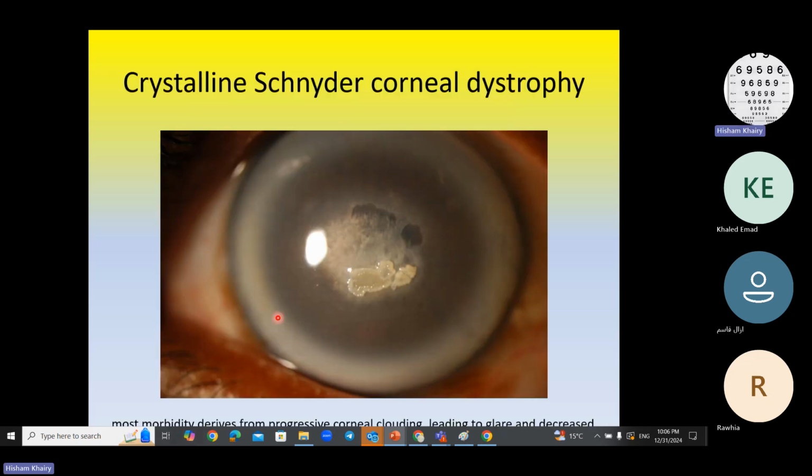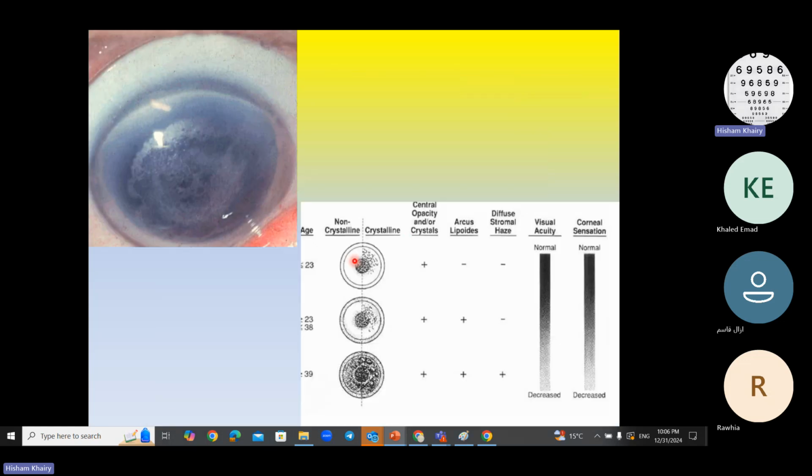Moving forward, another corneal dystrophy is crystalline Schnyder corneal dystrophy. This is an advanced case. We see there is arcus senilis, and then there is this central lesion. Also in this case, here is another crystalline corneal dystrophy with arcus senilis. There are central opacities and or crystals.